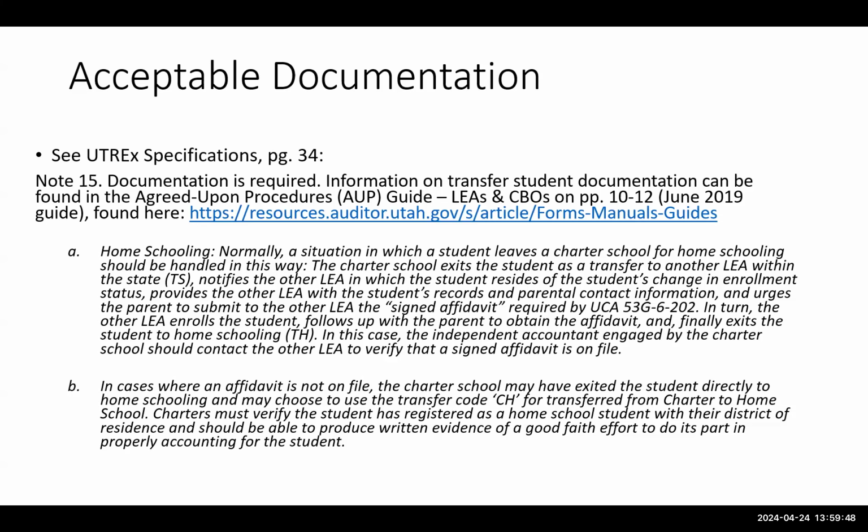This is used in the event that you get audited either by USBE or an independent auditor. And so point B talks about that, where an affidavit is not on file. You can still use that CH code, but you must verify that the student has registered as a homeschool student with their district of residence. So that has to be verified. And then the wording is that you should be able to produce written evidence of a good faith effort to properly account for this student.